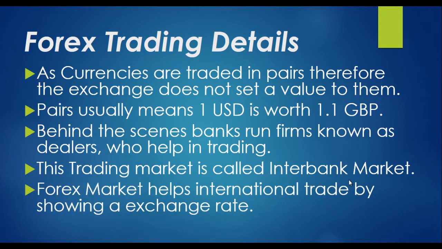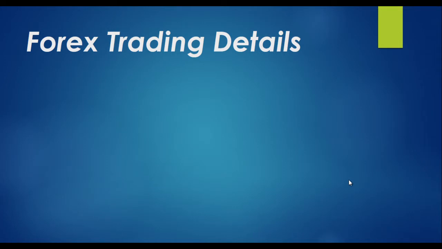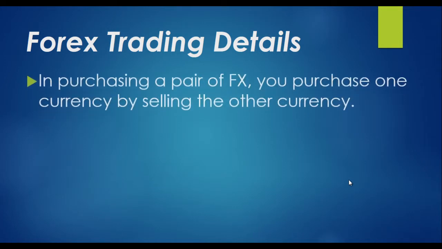The Forex market helps international trade by showing an exchange rate. So people would know that this is the exchange rate. If they buy 1 US dollar, they would need to pay 1.1 Great Britain pounds. And that's how it helps international trade, because without an exchange rate, no one will be able to sell or buy, because they won't know what their thing is worth.